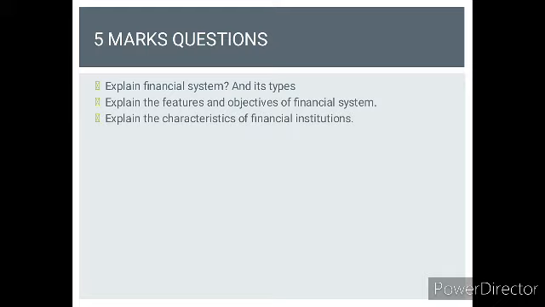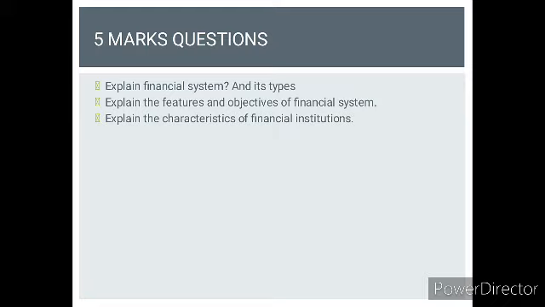Next we have characteristics of financial institutions. They have asked this. A financial institution will act as a middleman between the person who has money and the person who wants money. We can say it acts as an intermediary, and it is a channel for the people who want to save money.